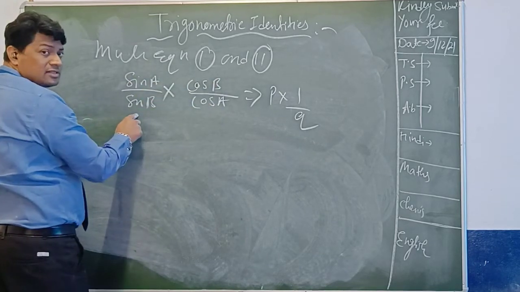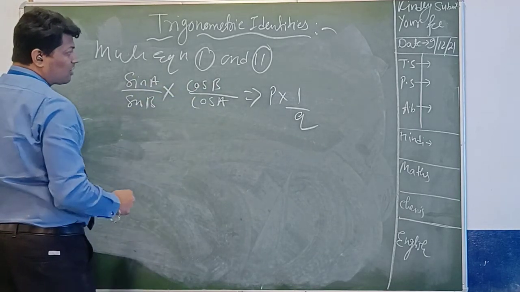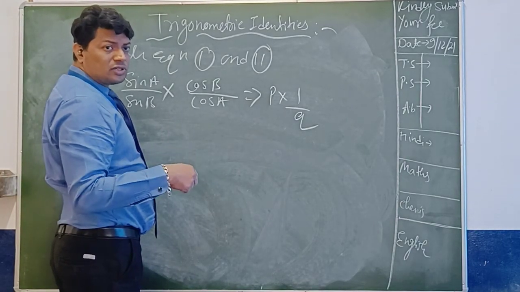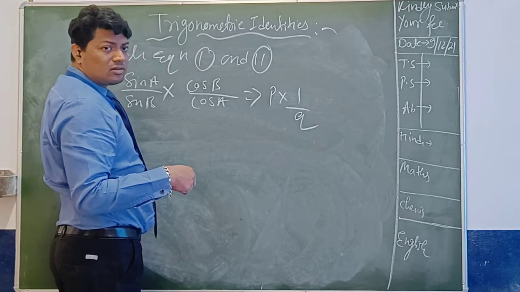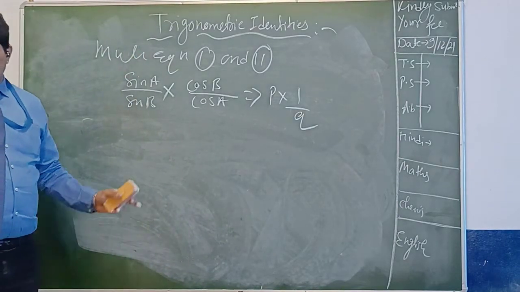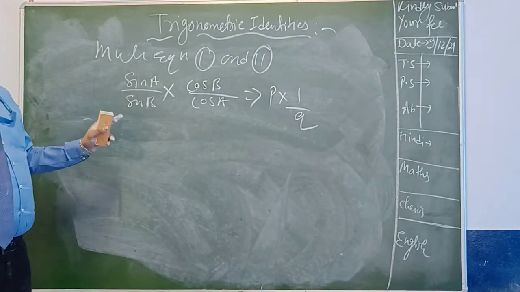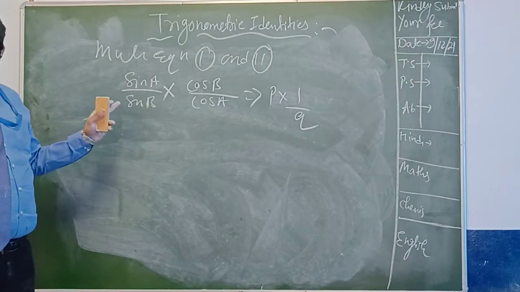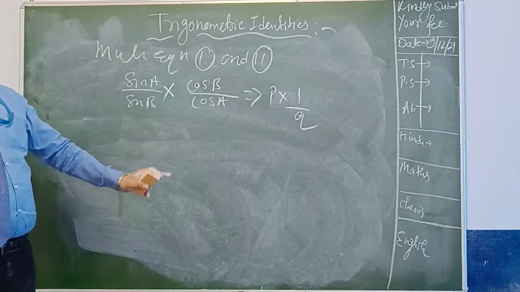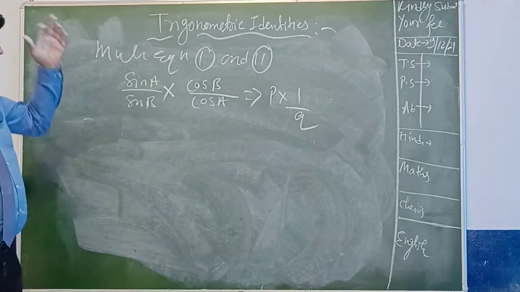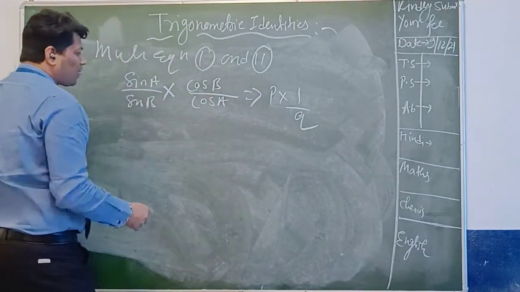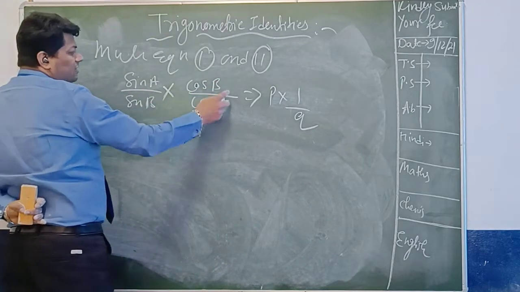Sin A upon sin B. Whatever I changed: cos A upon cos B changed into cos B upon cos A. Is it clear? Yes. That one is equal to P divided by Q. I have taken this one as the second equation. Good. Sin A upon sin B multiplied with cos B upon cos A equals P divided by Q.